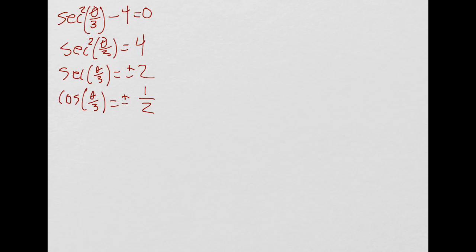So again, just like the last problem, I'm going to play the game where I ask myself, well, when is cosine equal to plus or minus 1/2? And then I'm going to use that to jump back to cosine of theta over 3, which is what I actually want. So, again, draw yourself your little reference unit circle and ask yourself, when is the value of cosine 1/2?